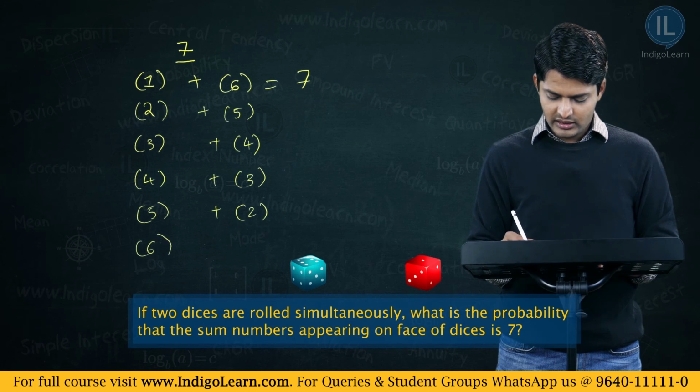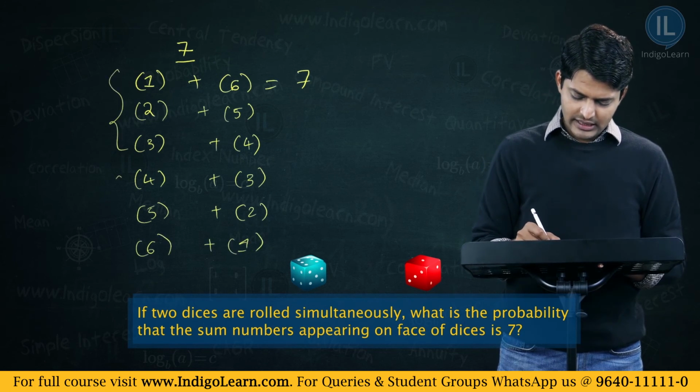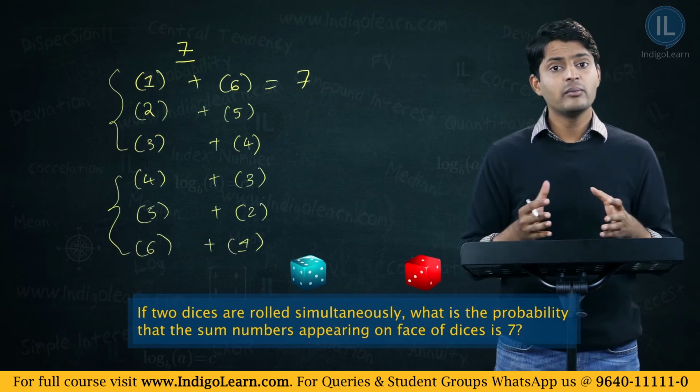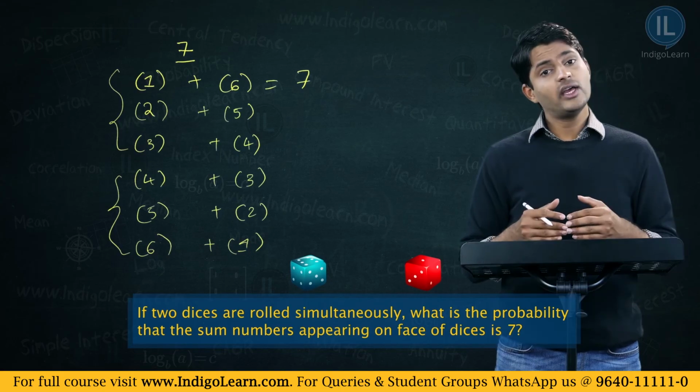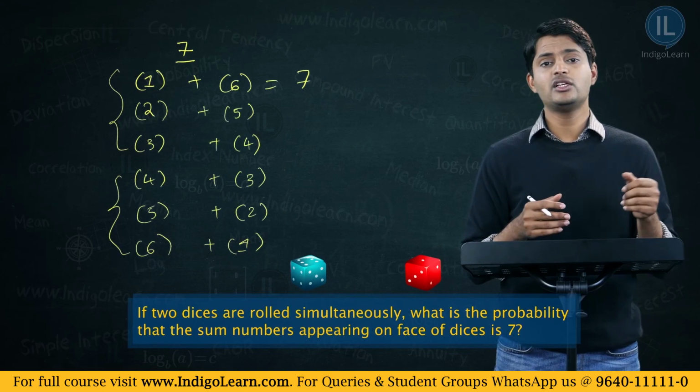Let me put 6 here. This will become 1. So you may be wondering, these 3 and these 3, are they same? Are they any different? They are different, because what we are interested in is the outcome on the first die plus the outcome on the second die. Together they should be 7.